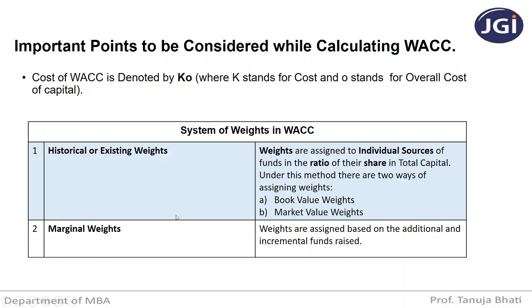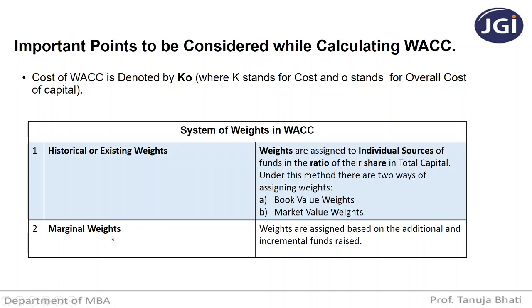Now what are these weights? What is historical or existing weights? Weights are assigned to individual sources of funds in the ratio of their share in the total capital. So under this method, whatever is the amount of each individual fund and what is the ratio of each individual fund to the total capital, based on that weights will be assigned. And there are two ways of assigning weights under this method. So under historical weights, there are two ways in which you can assign the weights: book value weights and market value weights.